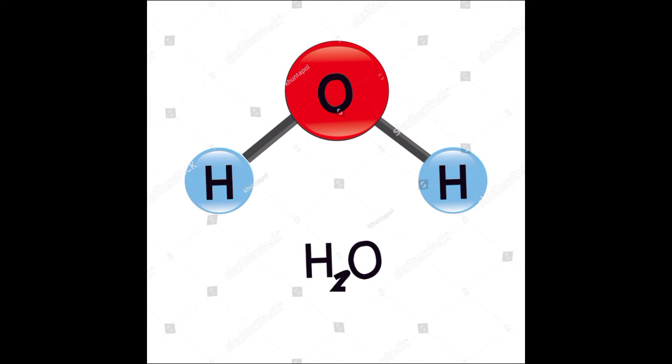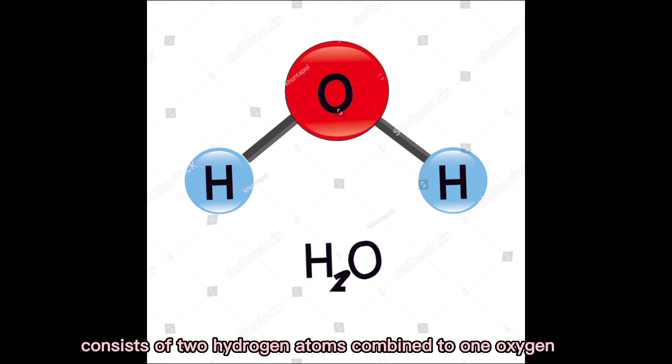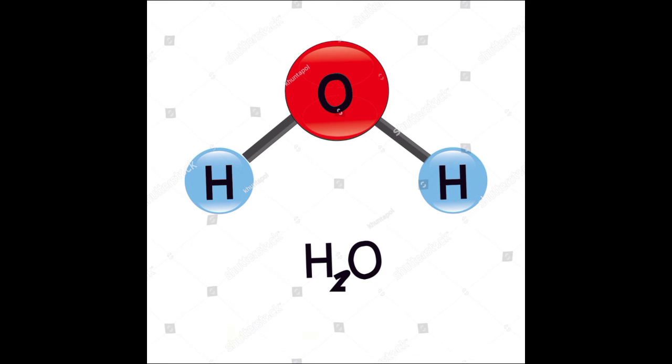This is an example of a chemical structural formula. This is a water structural formula. Water consists of 2 hydrogen atoms combined with an oxygen atom.